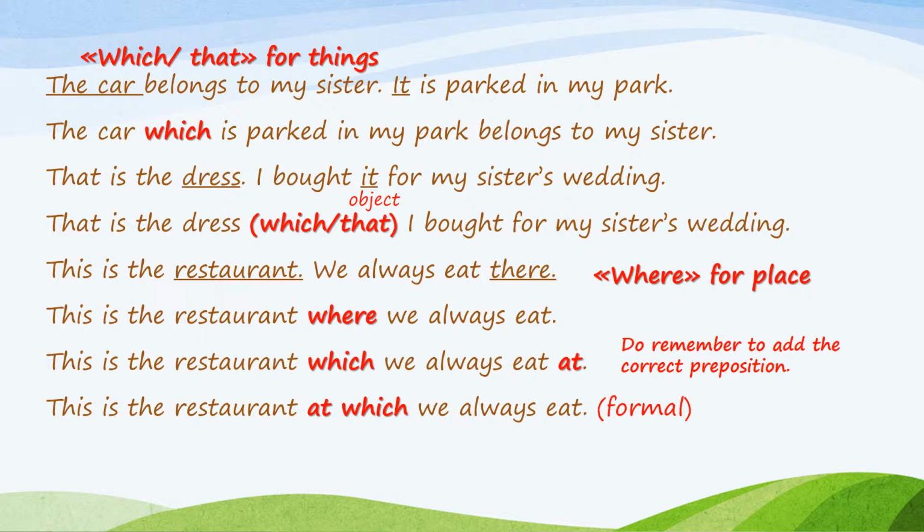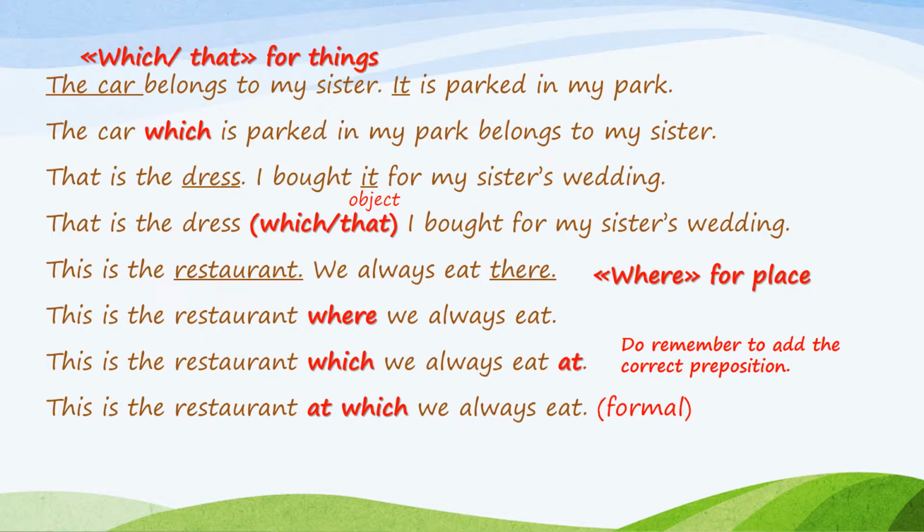Look at the second example now. That's the dress. I bought it for my sister's wedding. Since the dress is the object in the second sentence, we can omit the relative pronoun which, so the sentence will be: that is the dress I bought for my sister's wedding. Okay, look at the next example.